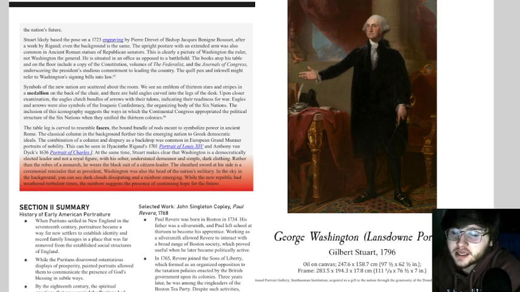The books atop his table on the floor include a copy of the Constitution, volumes of the Federalist, and the Journals of Congress, underscoring the president's studious commitment to leading the country. The quill pen and inkwell might refer to Washington's signing bills into law. Symbols of the new nation are scattered around the room. We see an emblem of the 13 stars and stripes in the medallion on the back of the chair.